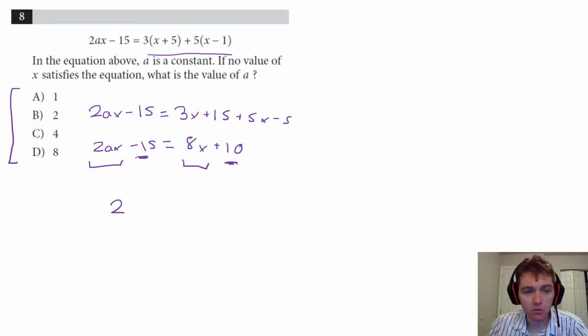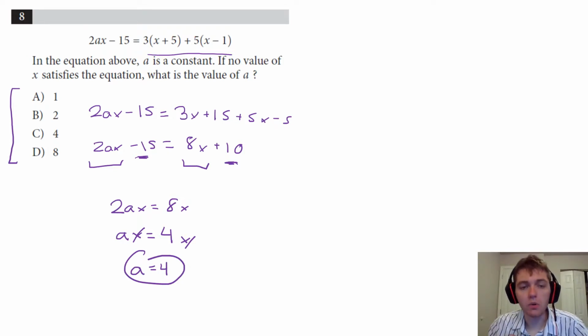So at this point, you can do 2ax is equal to 8x. Divide both sides by 2. You have ax is equal to 4x, and you can cancel out your x's and see that a is equal to 4 is the value which, when plugged back in, there is no x that will give you a solution to the equation. So the correct answer is C, 4.